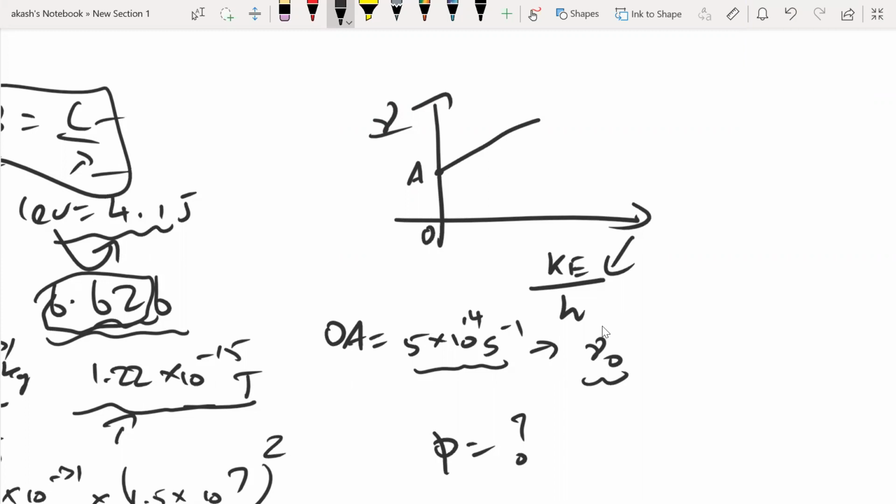Threshold energy divided by Planck's constant will give us threshold frequency, right? Threshold energy by Planck's constant is threshold frequency. Okay, fine. Yeah.